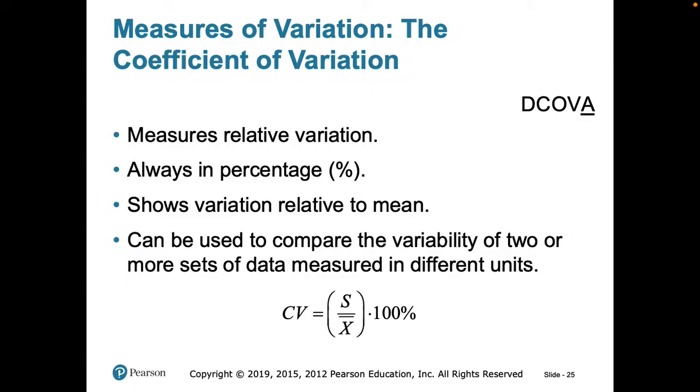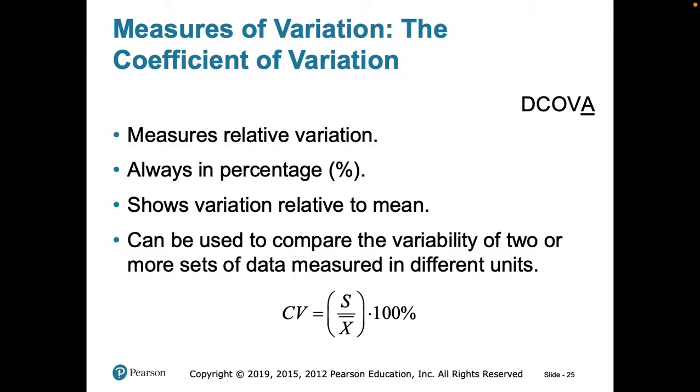This measure, the coefficient of variation, is always going to be in percentage, and we'll see why in just a minute. It's telling you how variation is related to the mean. So you have your mean and how much change there is from one value to the next. That's the only thing the coefficient of variation is measuring. It can be used to compare the variability of two or more sets of data measured in different units, and we'll see an example on the next slide.